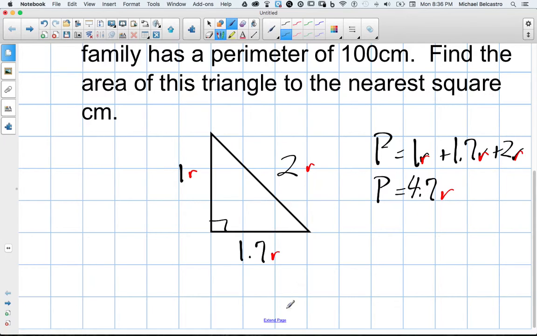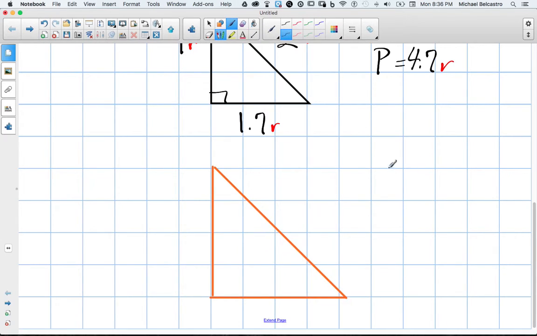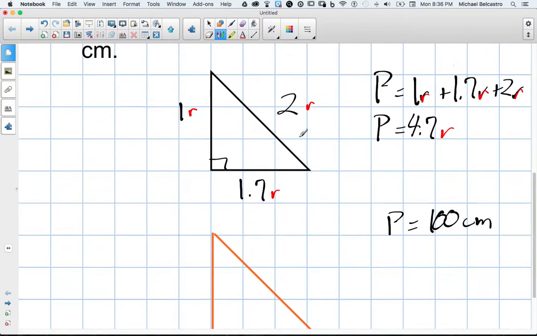Okay? Now, they've told us we have another triangle. Again, it won't be to scale. We'll just give it a different color so we know it's something different. So we have another triangle in this family. But in this one, they've told us that the perimeter is equal to 100 centimeters. Well, what we need to do is find out what the r value, the ratio, is.